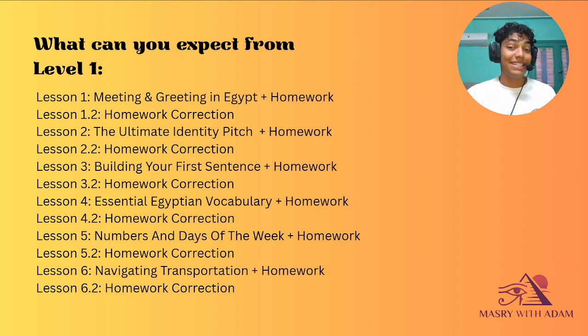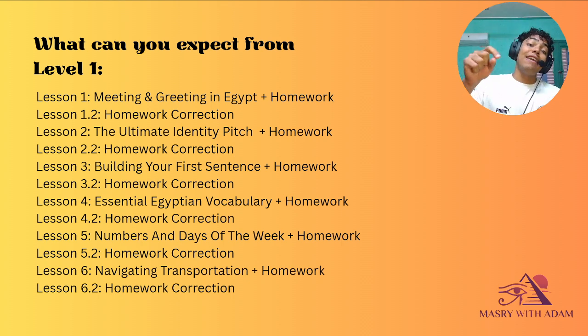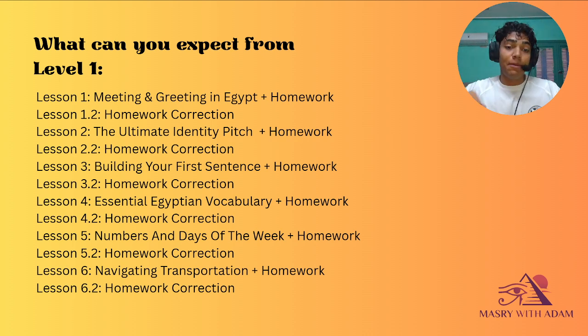Number five is the numbers lesson, 0 to million, and then days of the week. Then homework correction. Then number six is how to navigate transportation: how to get on a bus, how to tell him I am going to this, how to get in an Uber, how to tell him I feel like going to this place. Can you take one like blah blah blah? How to get on the metro, how to buy a ticket, and so on. Homework, and then homework solving in a lesson.